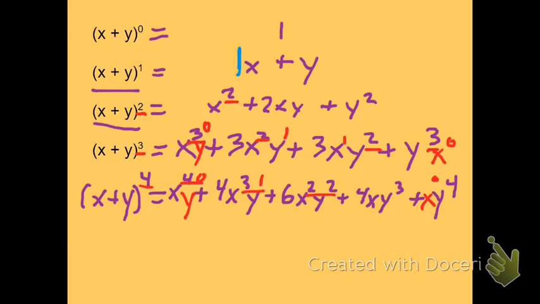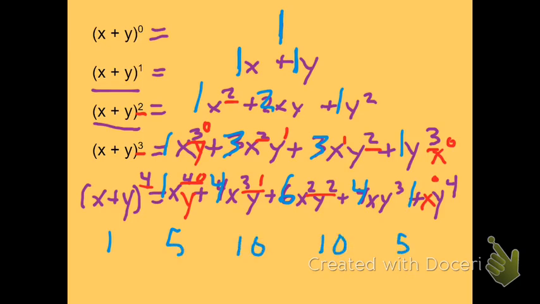So it goes 1, and then 1 and 1, and then 1, 2, 1, and then 1, 3, 3, 1, and then 1, 4, 6, 4, 1. If you were to do (x+y)^5, the coefficients would be 1, 5, 10, 10, 5, and 1. Now those numbers, if you don't recognize them, are the values in Pascal's triangle.